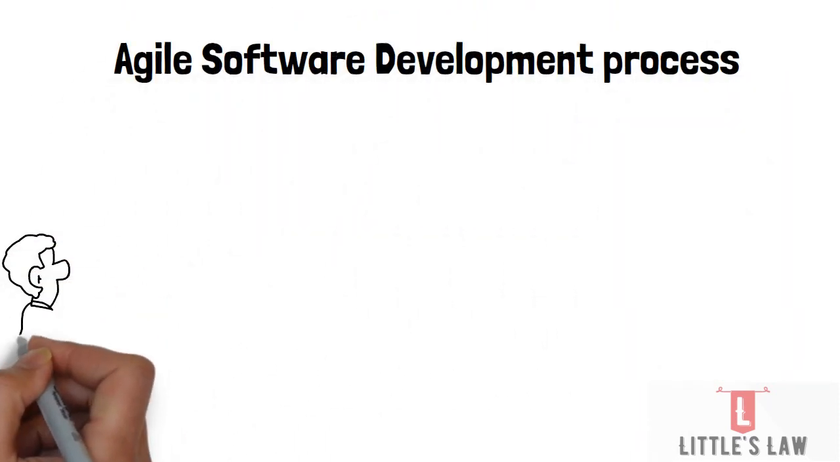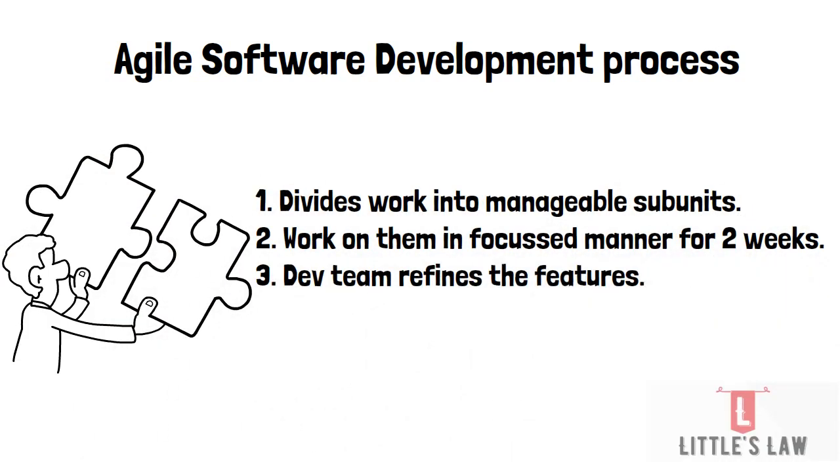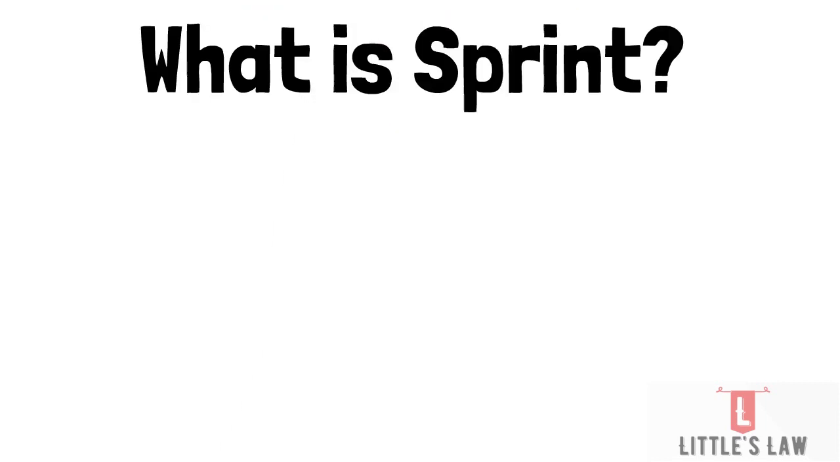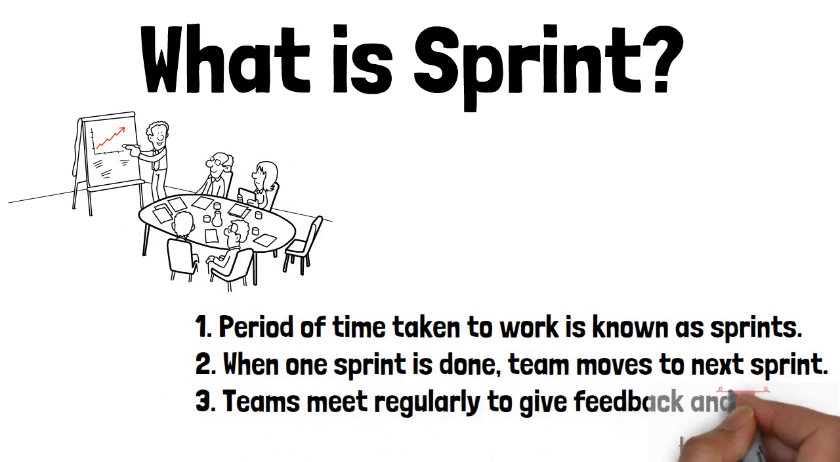The agile software development process involves dividing work up into manageable subunits and then working on them in a focused manner for a period of 2 weeks or 10 working days. During this time, development teams concentrate on testing and refining a specific feature until it meets all expectations. The periods of time during which individual features are worked on are known as sprints. When one sprint is done, the team immediately moves on to the next one. While features are being developed, the team meets regularly to give feedback and review work.